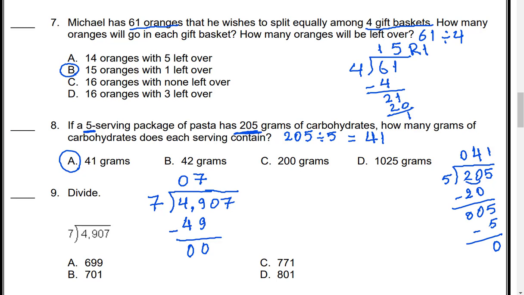What is the next digit? 0. So now 0 divided by 7. It's because 0 divided by 7 equals, of course, 0. 0 is less than 7. So 0, and we will move to the next digit.